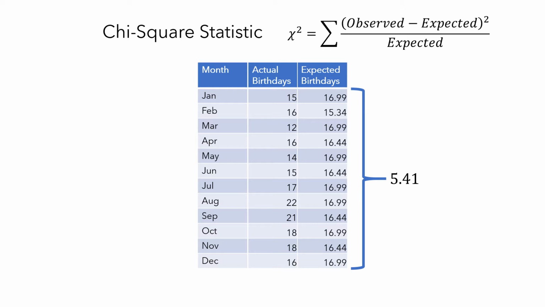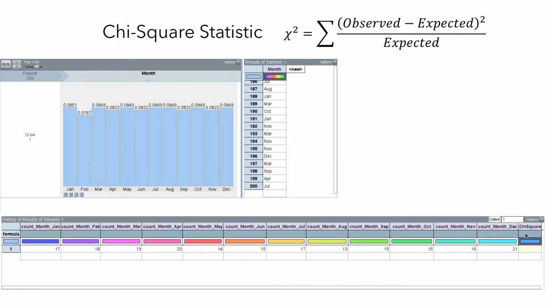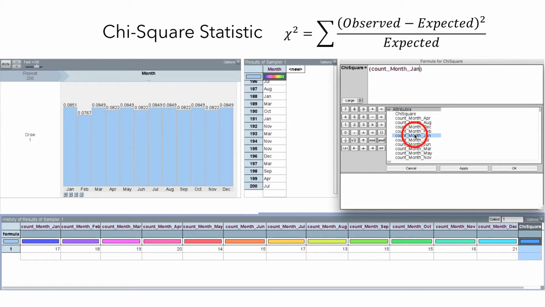In order to determine whether this statistic is strong evidence against the null hypothesis, we needed to compare it to a sampling distribution based on the null model. One way to create this sampling distribution is by actually constructing and sampling from a null model. First, we would set up a model with 12 outcomes, one for each month. Then we would use the null model to assign the probability for each outcome. We would simulate 200 people, collecting the number of birthdays in each month. Then we would enter the formula for the chi-square statistic, adding the contributions for each of the months.